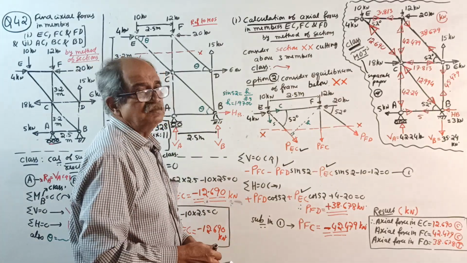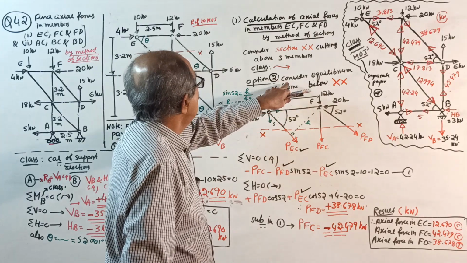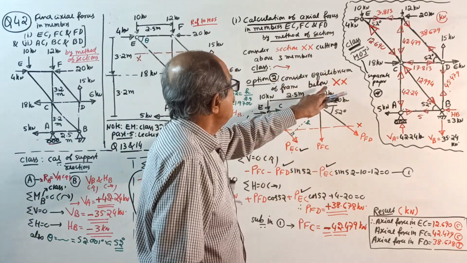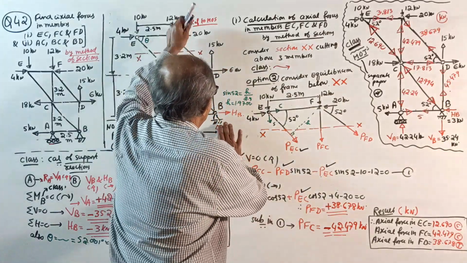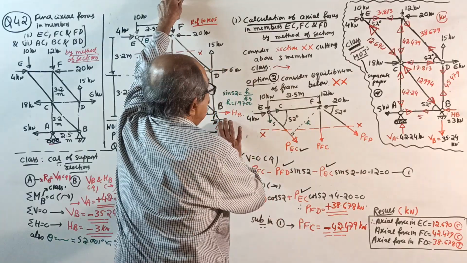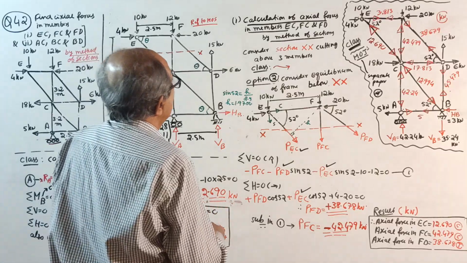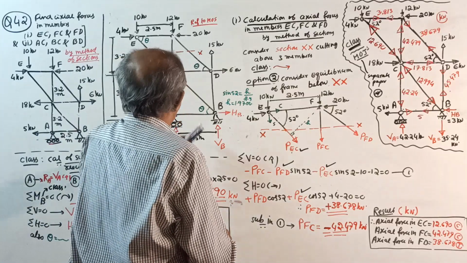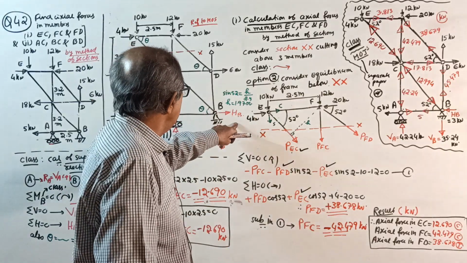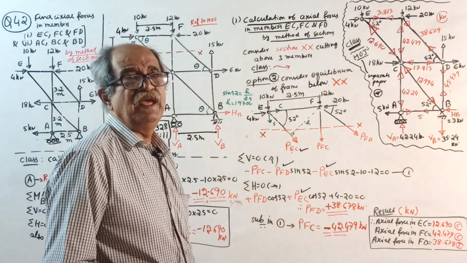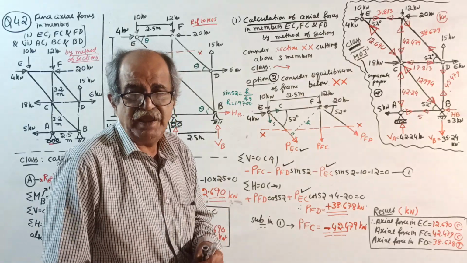Now, consider option 2, consider equilibrium of the frame below XX. Now, saving time is important. I rub everything here. Everything I have to rub. Then afterwards, okay, 1 minute here. Everything to be rubbed. And then neatly writing. Time will take. I will, as usual, write and explain.